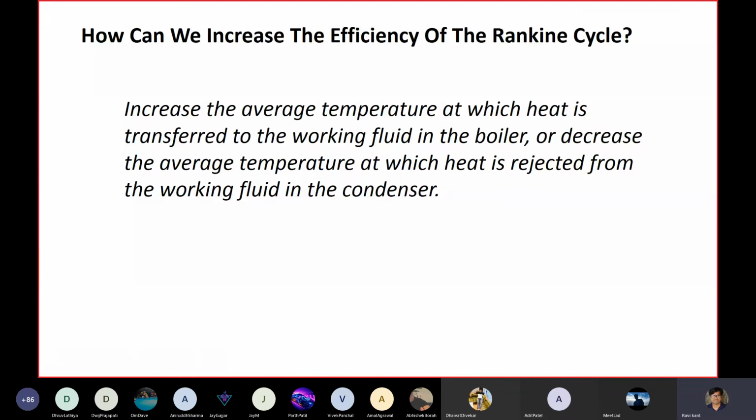Okay, so we still have 15 minutes. We can go ahead with a few more topics. How can we increase the efficiency of the Rankine cycle? We are so greedy that we still want to increase our Rankine cycle efficiency.